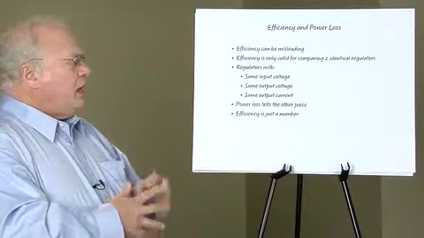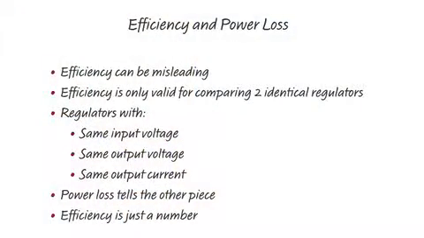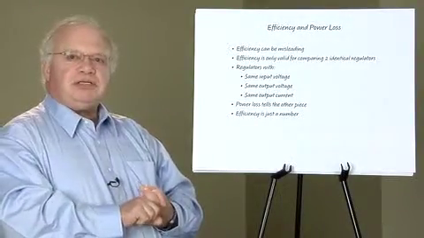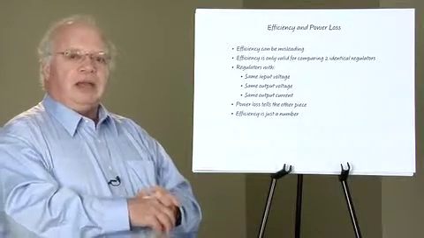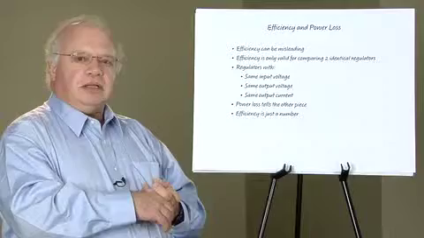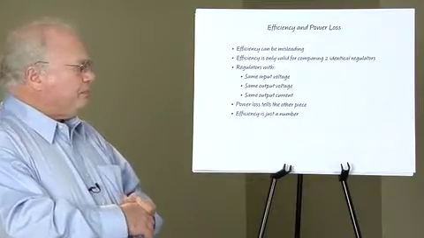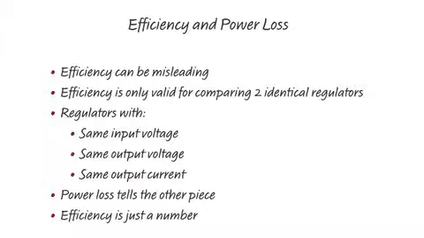Efficiency is only good when you're comparing two identical regulators. They have to be the same input voltage, the same output voltage, and the same output current. Otherwise, the efficiency number is manipulated by the parameters of the circuit, and it doesn't really relate back to the circuitry that we're using. Power loss is the piece that is dependent upon the circuitry. Efficiency is dependent upon how that circuitry is set up.